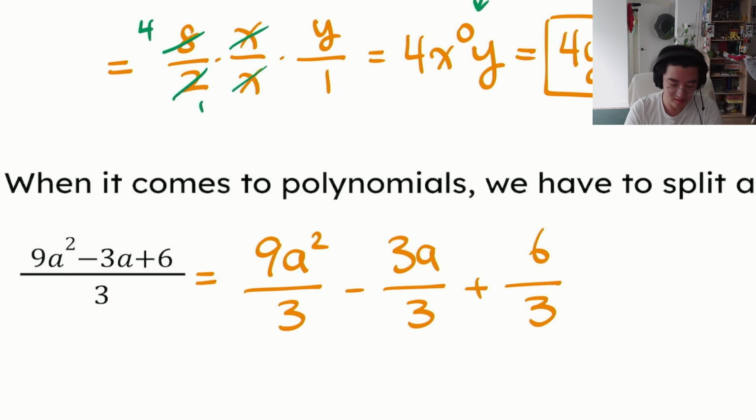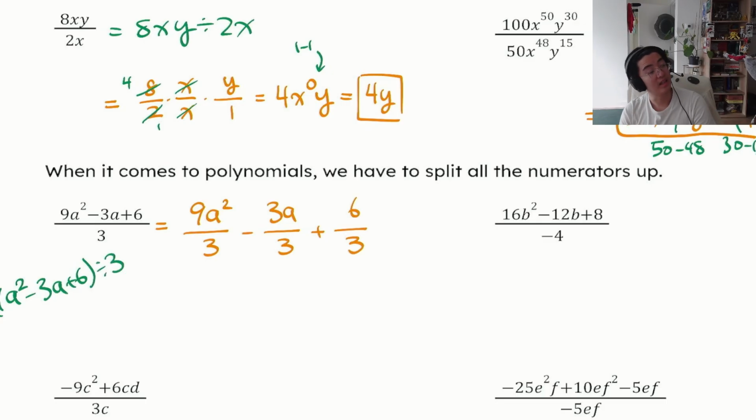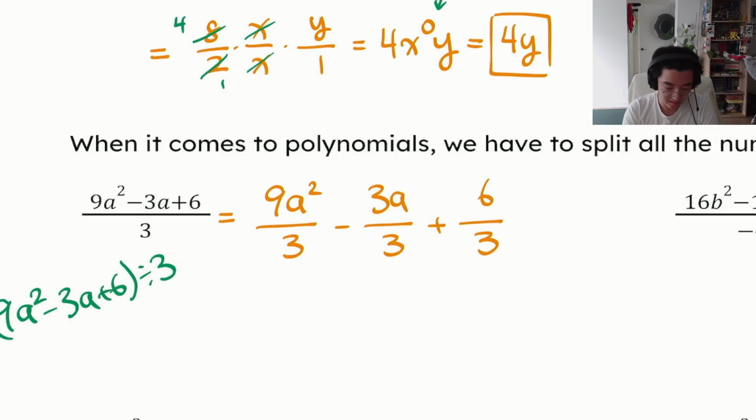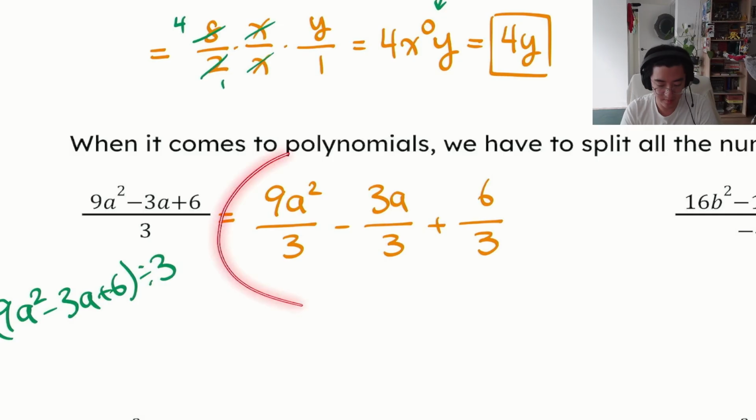You can think of questions like this as this whole thing divided by 3. And with our flying arrows analogy from our previous lesson, you can think of every single term getting divided by this 3. So that's why we split them up like this.